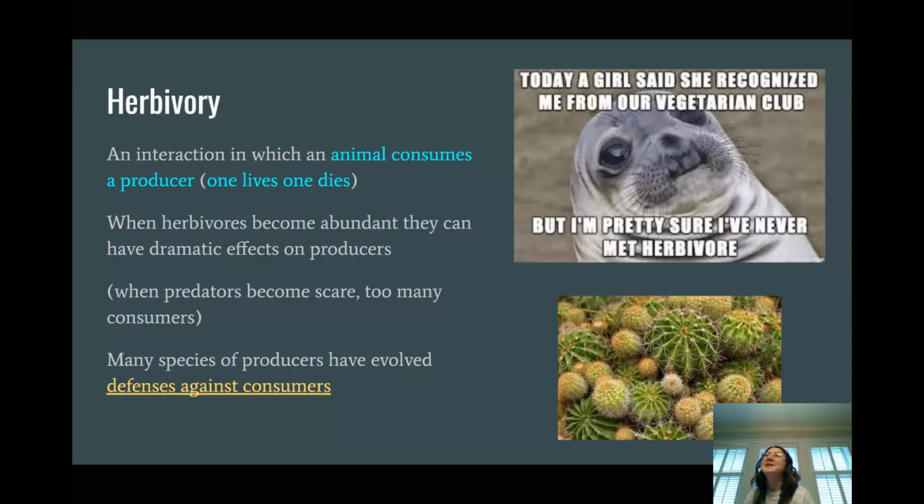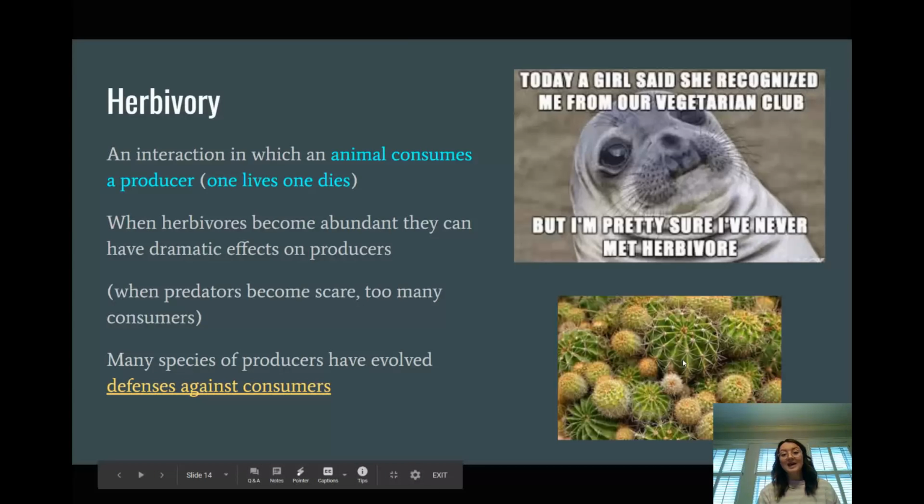When you have too many primary consumers, you are going to run into the risk of wiping out a plant species. So to protect themselves, plants have evolved defenses too. So for example, cacti and a lot of succulents produce thorns to protect themselves, and there are also some plants that are poisonous to eat.